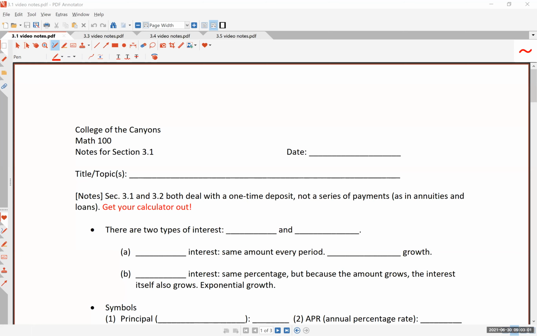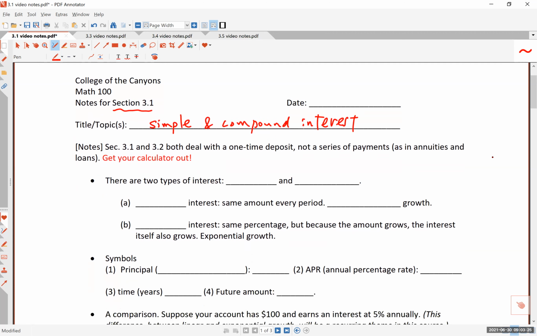We will start with the basics of compound interest in section 3.1. As I just said, section 3.1 is on the two types of interest and the basic ideas behind those two types. One is called simple, and the other is called compound. We will spend just a little time on simple interest and most of our time on compound interest.